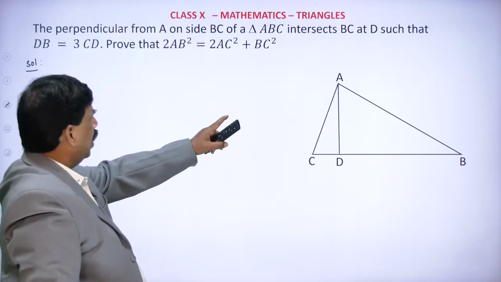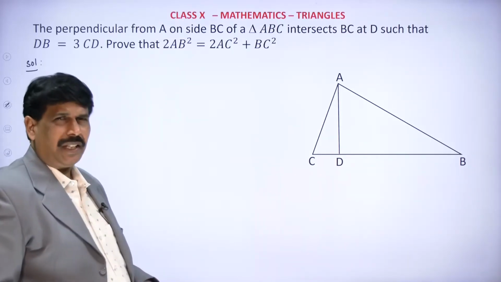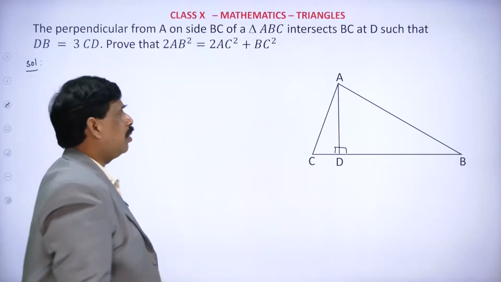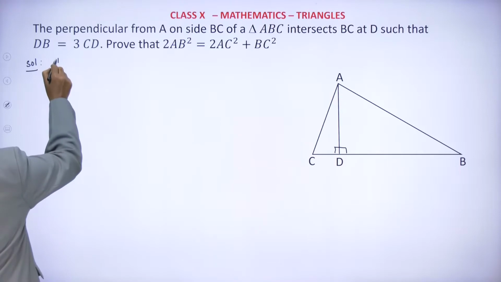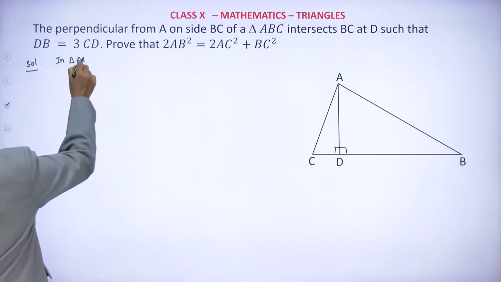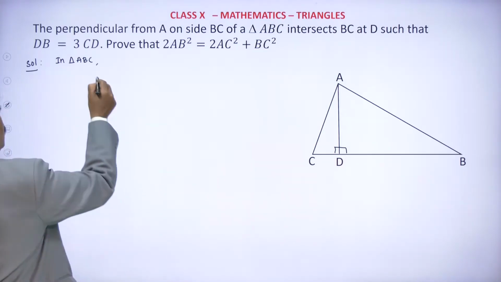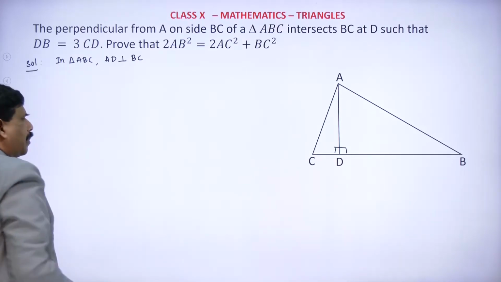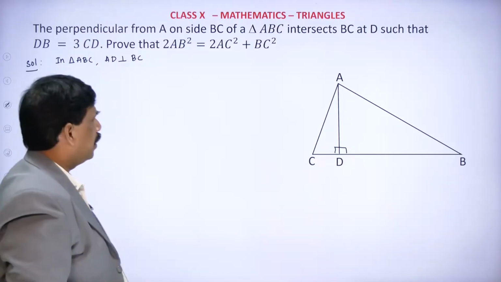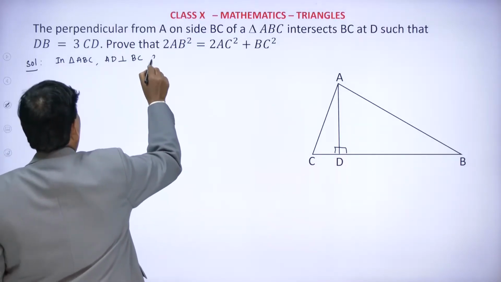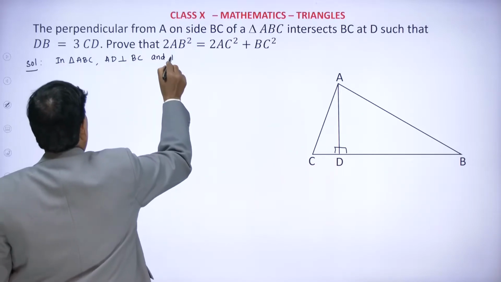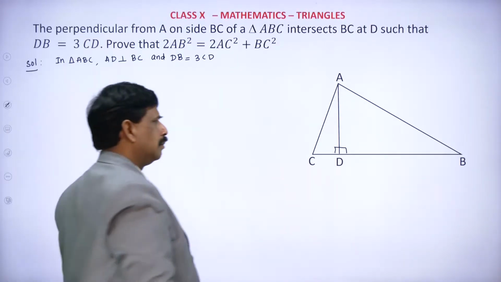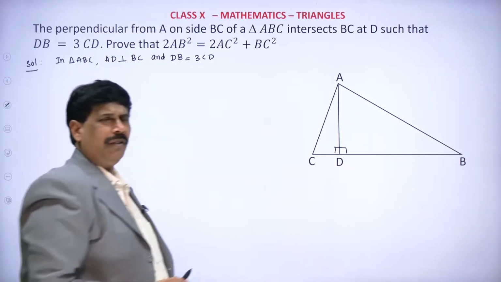The perpendicular from A on side BC intersects BC at D. That means this is a perpendicular here. Okay, AD is perpendicular to BC. So in triangle ABC, we got that AD is perpendicular to BC. And one more is given here: DB is equal to 3CD. That is what is given here. Clear?